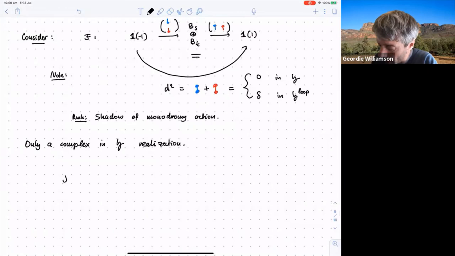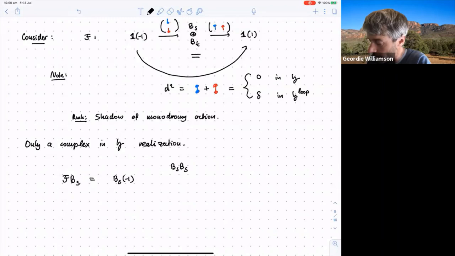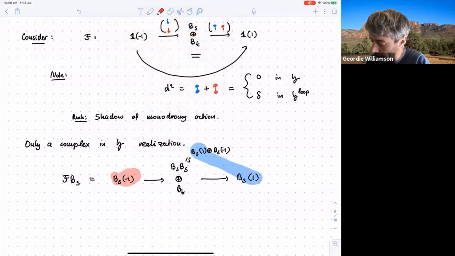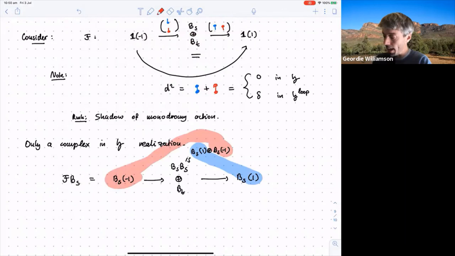So FBS, this is BS minus one, goes to BSBS plus BT. BS1, and this is isomorphic to BS1 plus BS minus 1. And you can imagine that in a perfect world, this would cancel against this, and this would cancel against this. And in fact, that's exactly what happens.